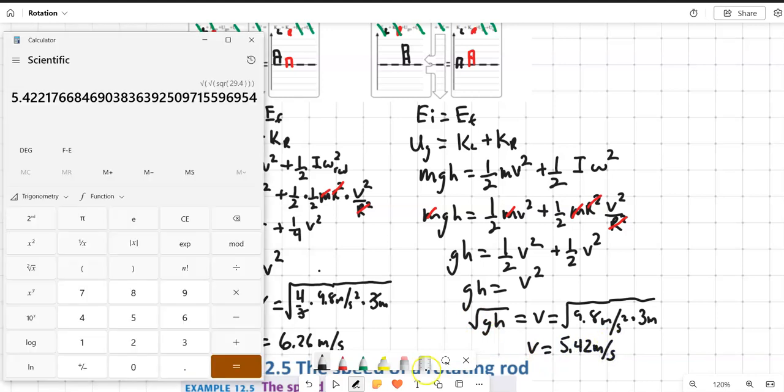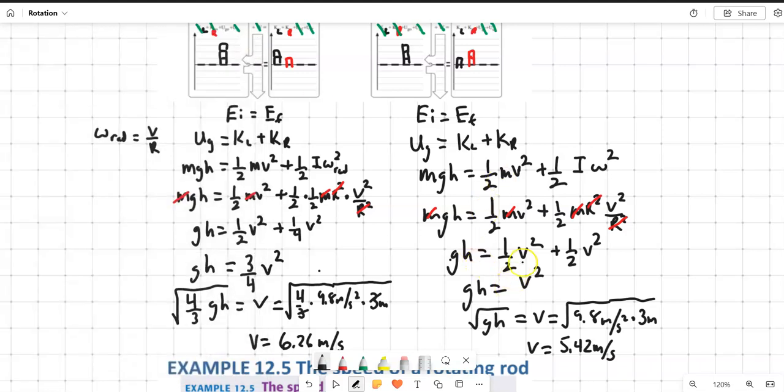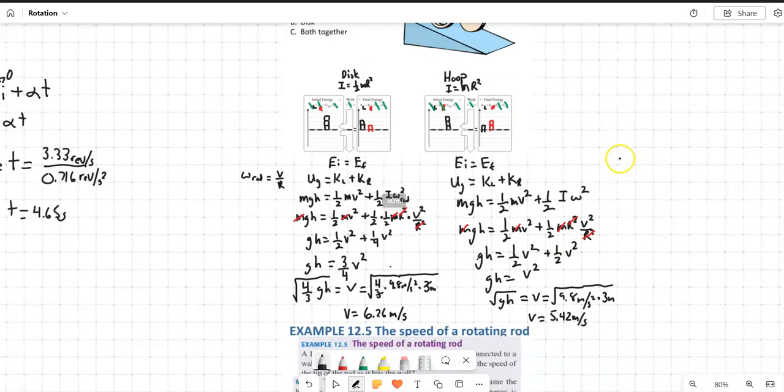Okay. Let me just make sure that I didn't mess that up. 9.8 times 3 equals, and square root. Yep, 5.42. So here's what this is saying.